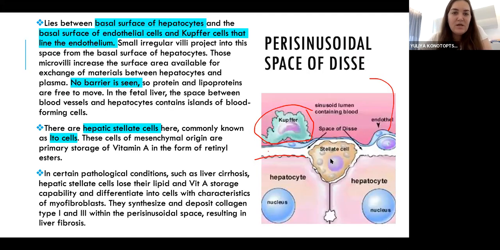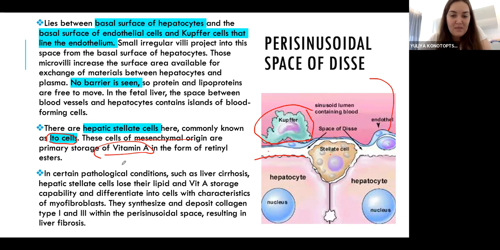Space of Disse is quite important because here we have a cell which is called stellate cell, or another name for it, it is also known as the Ito cell. Ito cell has a mesenchymal origin, so it is a pluripotential stem cell in a way, but this is the major storage of vitamin A. So Ito cell, which is sitting in the space of Disse, is going to be just sitting there and collecting your vitamin A.